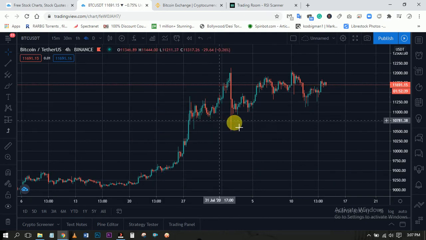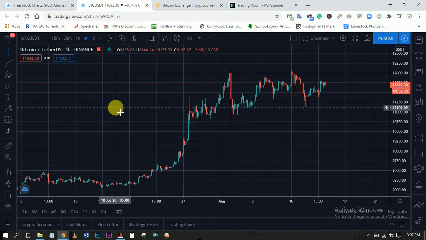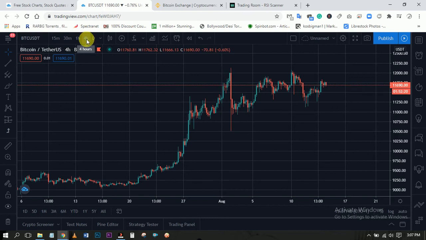Now, as to trading Bitcoin using TradingView, one thing I like to work with, like I explained to you, is I like to check higher time frames, which is either the 4-hour or the daily chart. Now it's very key. Let me explain why I choose to work this way.